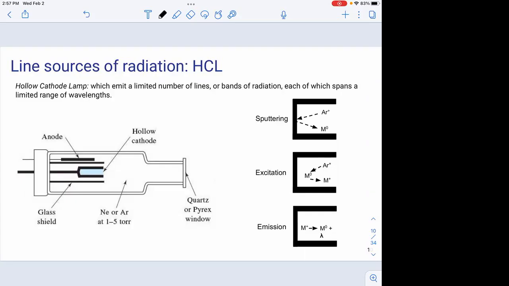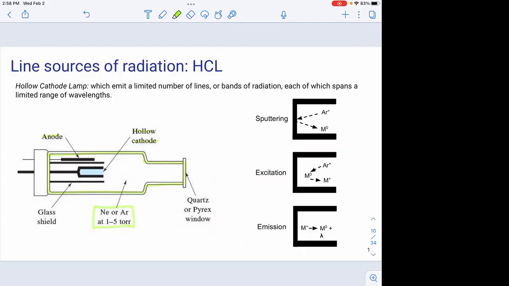So the way that a hollow cathode lamp works is you have this glass body of a lamp, okay? The inside is held at a pretty low pressure. So for reference, right, 1 atmosphere of pressure is 760 torr. So you're pretty low. You've got an anode and a hollow cathode. That's where the hollow cathode lamp name comes from, right?